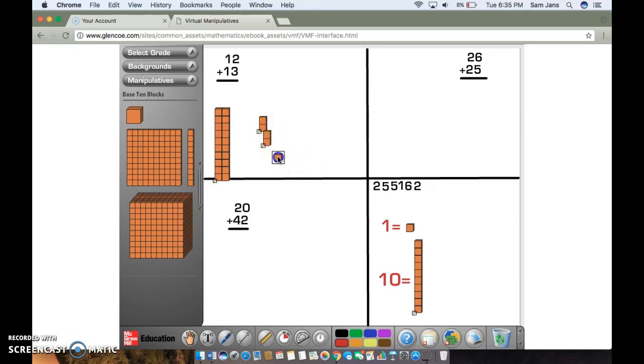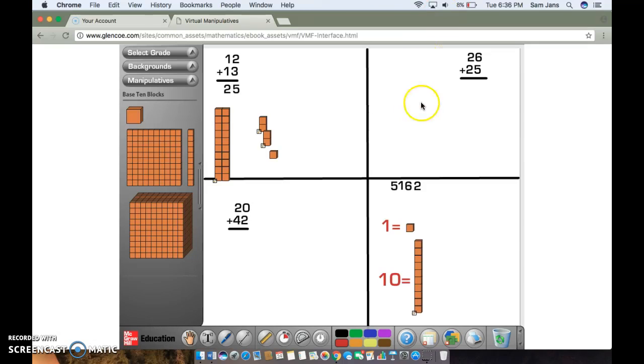We see over here that we have 2 in the tens place, so there's going to be a 2 over here. And we see that there are 5 individual blocks, so there's going to be a 5 under the ones place. And that is actually your answer. So 12 plus 13 is equal to 25. And in here you can see the 25 blocks.